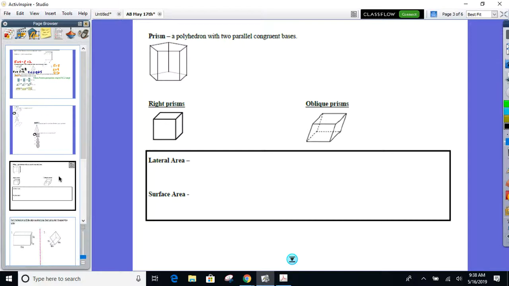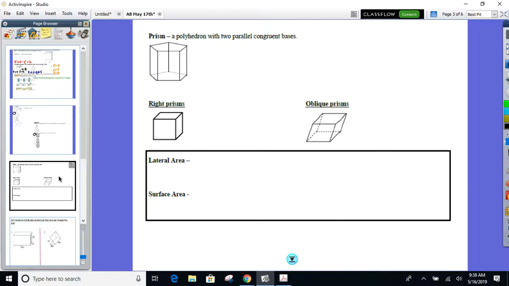So look at my prism up here. Anybody tell me the shape of the two bases? Because they're not rectangles. They're what? Oh boy, can we count the number of sides? They are pentagons, all right? So I want you to first be able to identify what the bases are. Those are the two figures that are parallel and congruent to each other. In this case, it's a pentagon, all right? Lateral area.